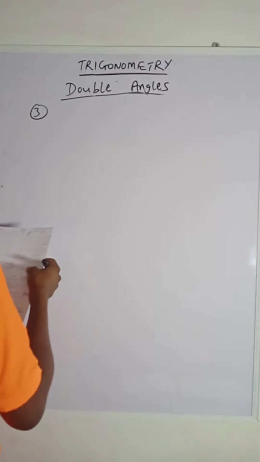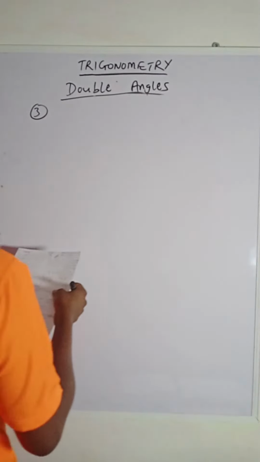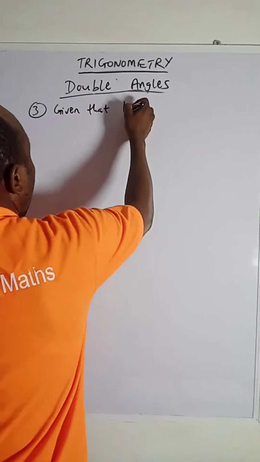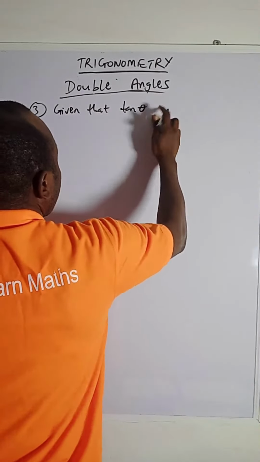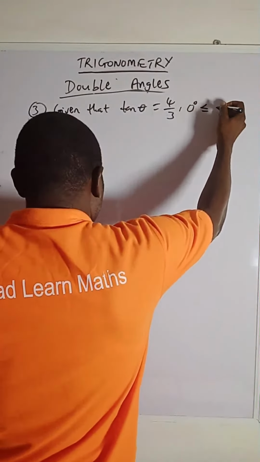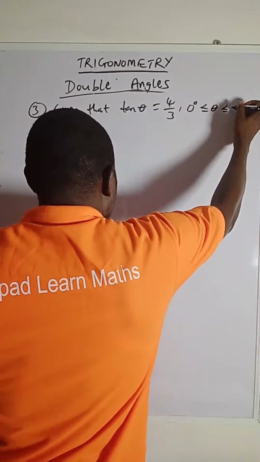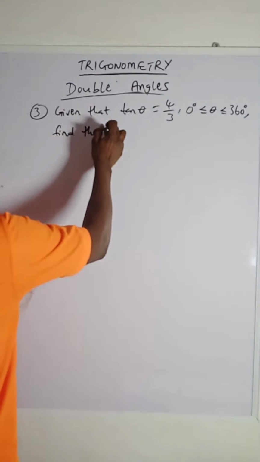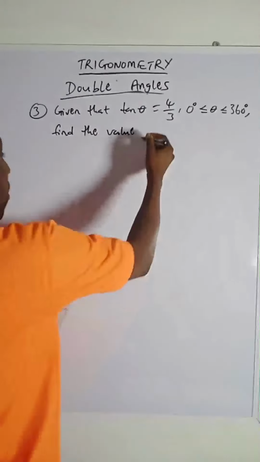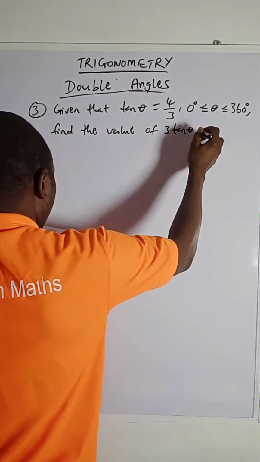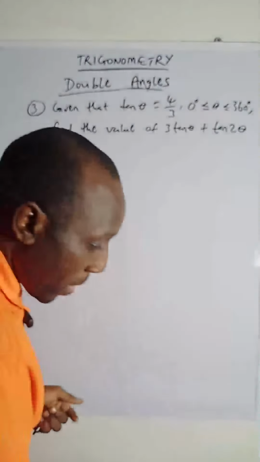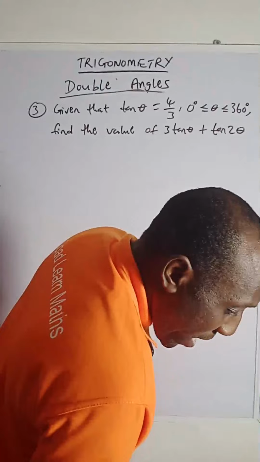So we have some more examples. Maybe number 3. Have we done this? Okay. Given that tan theta is equal to 4/3, find the value of 3 tan theta plus tan 2 theta. Now, if you notice, you might be wondering, why is this looking different?